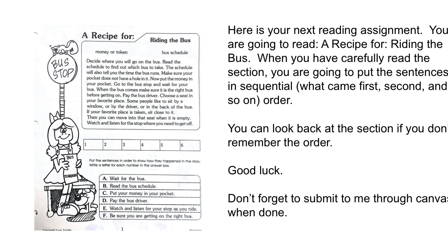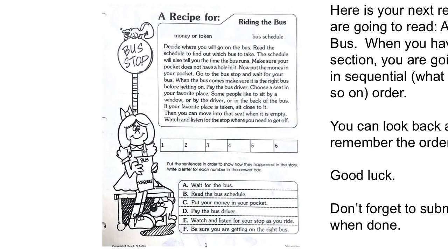Good luck. Now, this is called a recipe for riding the bus. So you'll need to read through this, and then you have these sentences down here, A, B, C, D, E, and F, that you're going to decide what order they came in. Now, what you can do is while you're reading, if you've read through your sentences below, you can highlight.